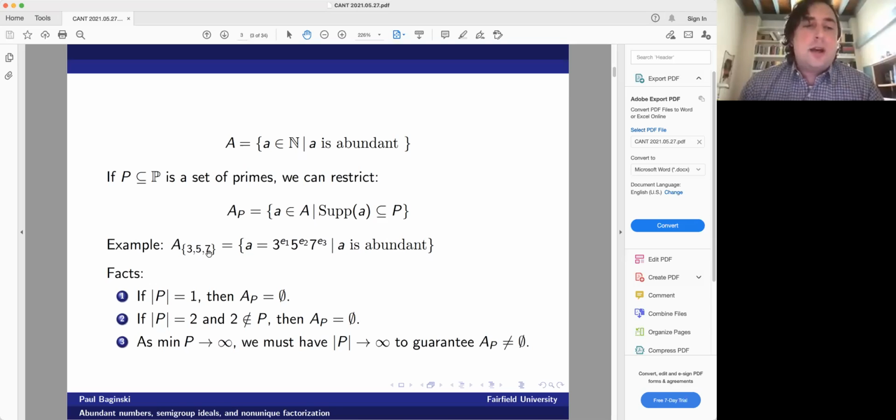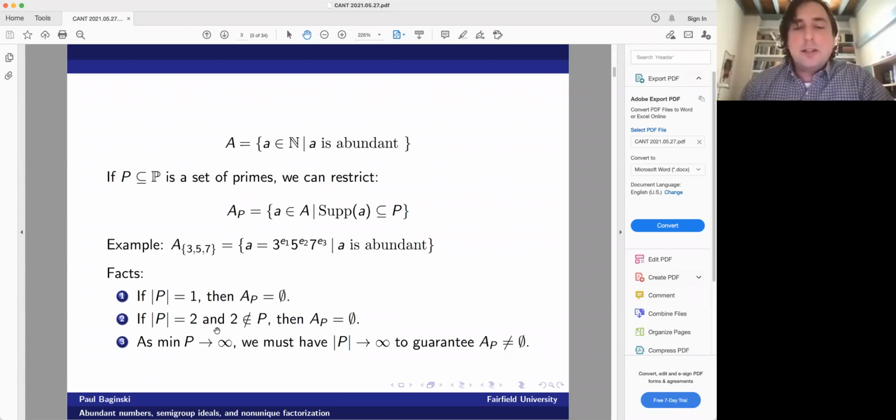Now, if I choose my set of primes poorly, I can end up with an empty set when I do this restriction. There are no abundant numbers that are prime powers, meaning that if I only allow one prime in the support, this restriction is automatically going to be empty. And there are no odd abundant numbers that have exactly 2 primes in the support. So if p and q are distinct odd primes, then there's no abundant number of the form p to the k, q to the l.